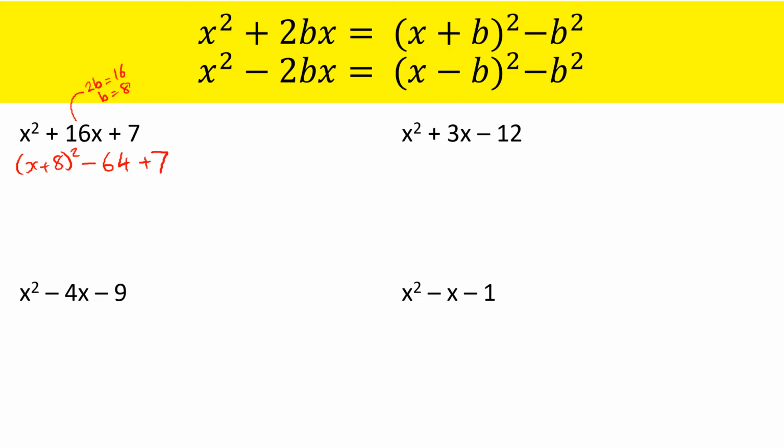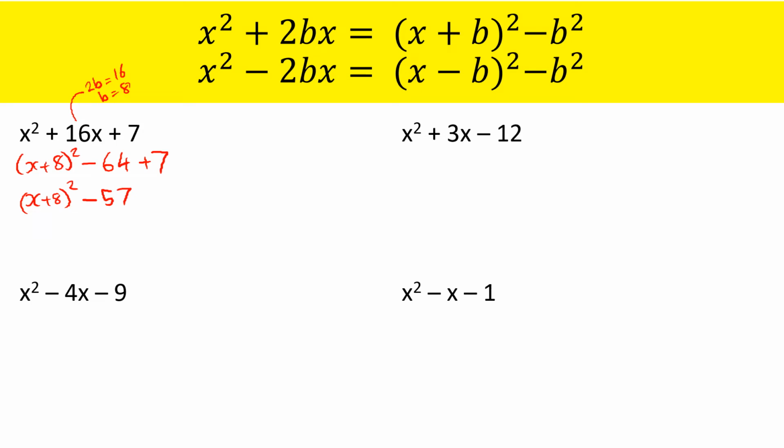So just add it on to the end. You don't need to work it into any of the calculations you do. You just sort of stick it on the end. And then we can do an extra simplifying step here, because we wouldn't say minus 64 plus 7. We would say that overall that's minus 57.